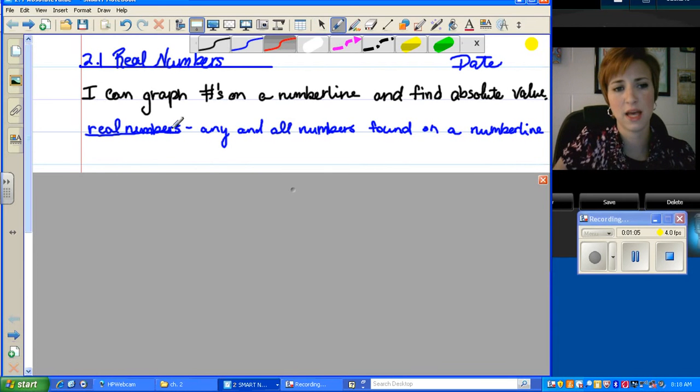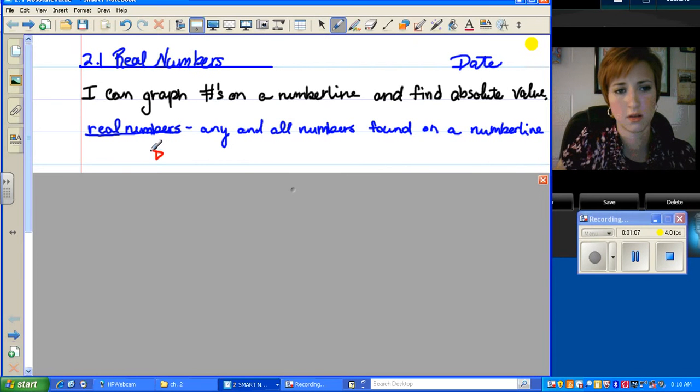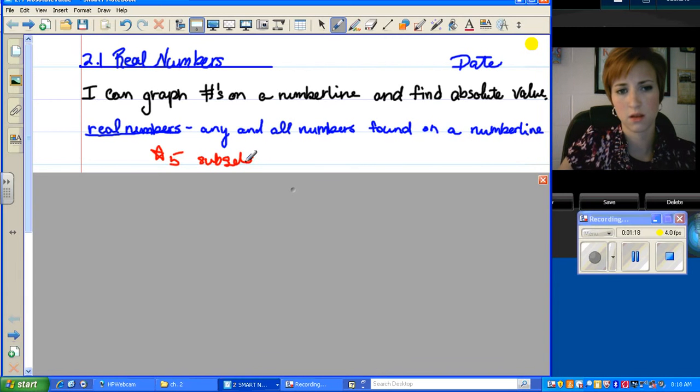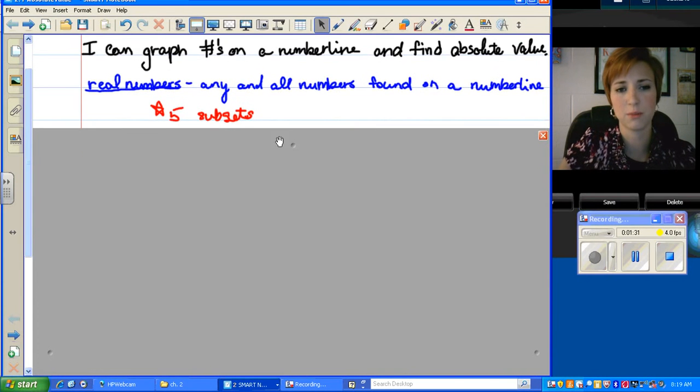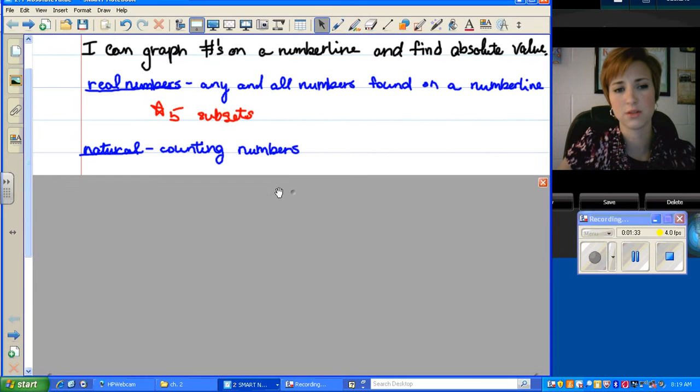And real numbers have 5 subsets. The 5 subsets are just groups within that big group. So the smallest group within real numbers is our natural numbers, and we call those our counting numbers.